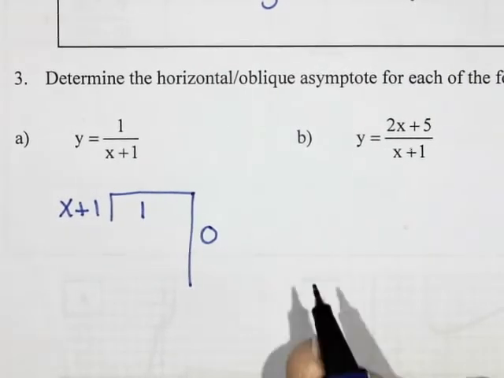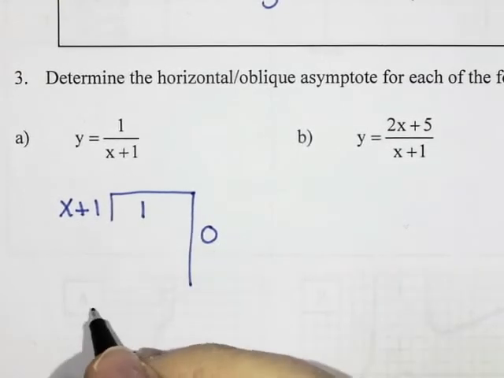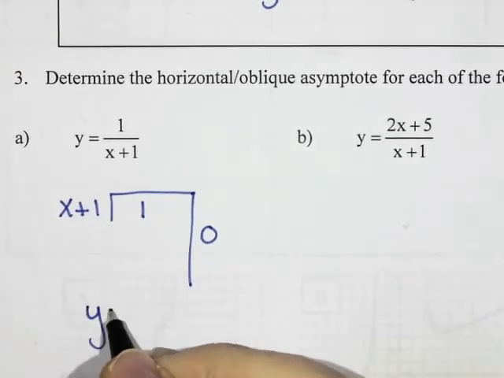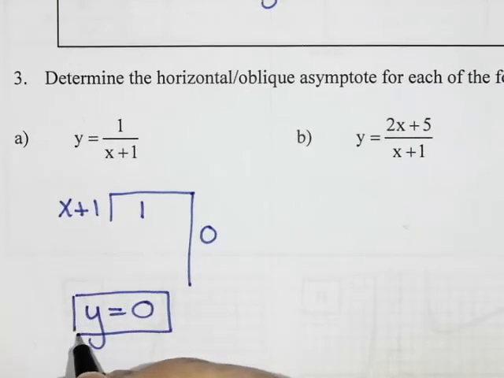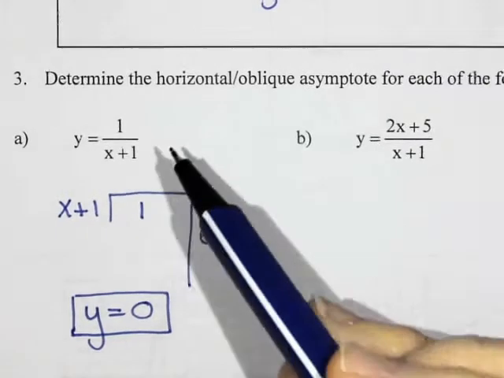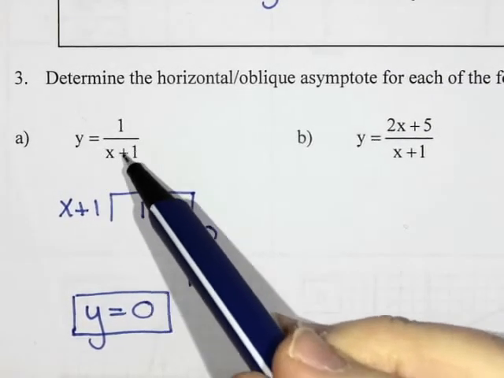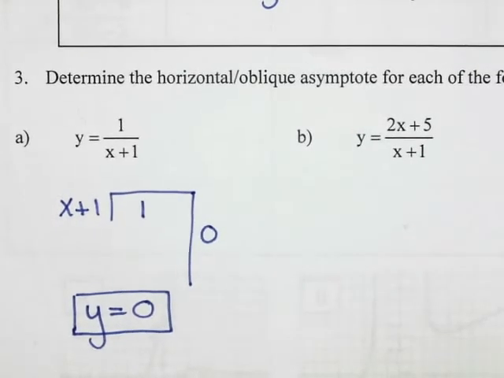So for this one, because I can't even do the division and it doesn't go in at all, it goes in 0 times, this is just y equals 0. That's the equation of my horizontal asymptote. So you don't have to do the long division for this. You could just say, does x go into 1? How many times? 0 times. It doesn't go in at all, right? It's just y equals 0. And it is y equals because horizontal asymptotes and oblique asymptotes should always start with y equals.